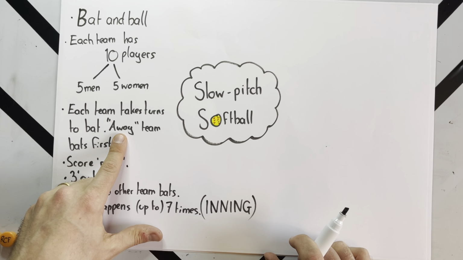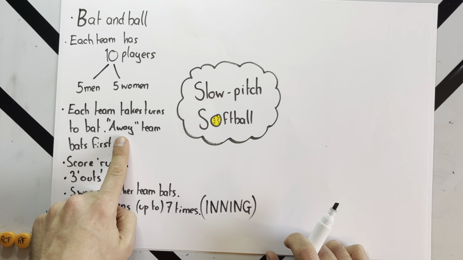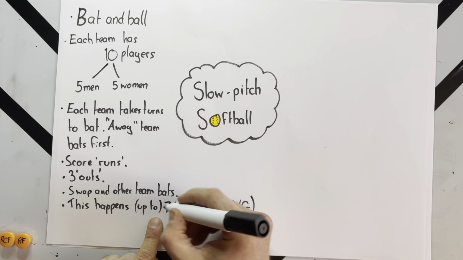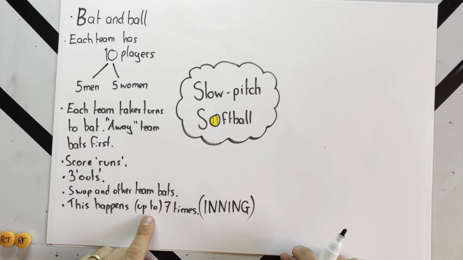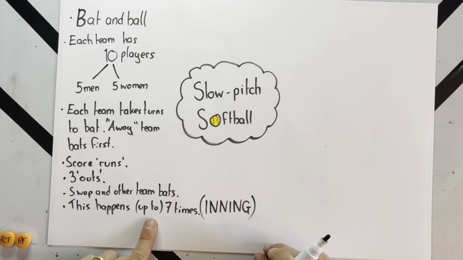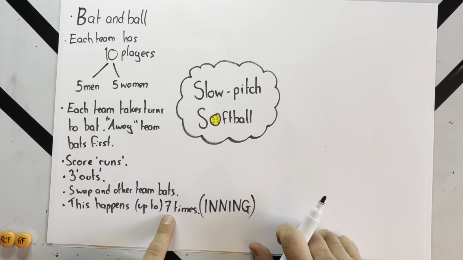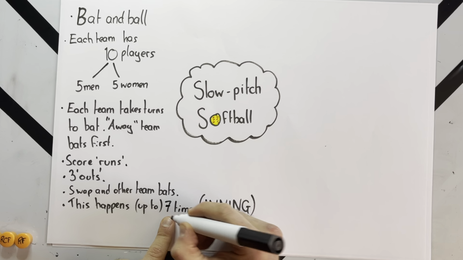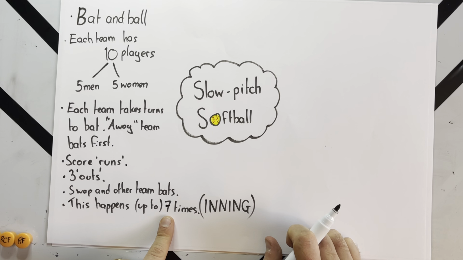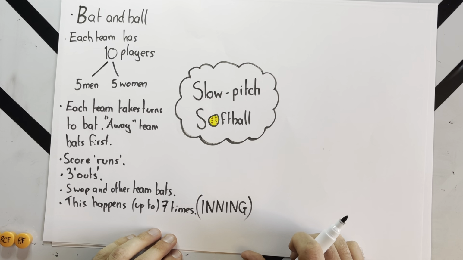Going back to this bit here, each team takes a turn to bat and the away team will bat first. This "up to" bit is important because the home team, who bat second, have an opportunity to reply to the away team's score. If they are leading when they get up to their 7th time, then the game is over. There is no point adding on to your score. So if the home team is winning after their 6th go or the opposition's 7th go, they don't go in again. This is why we say up to. If you're on a home team and you're winning, then you might not get a 7th turn to bat.